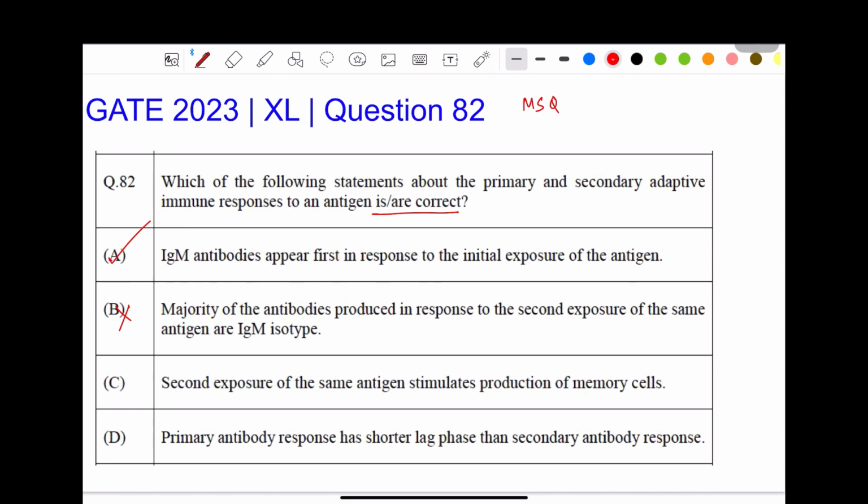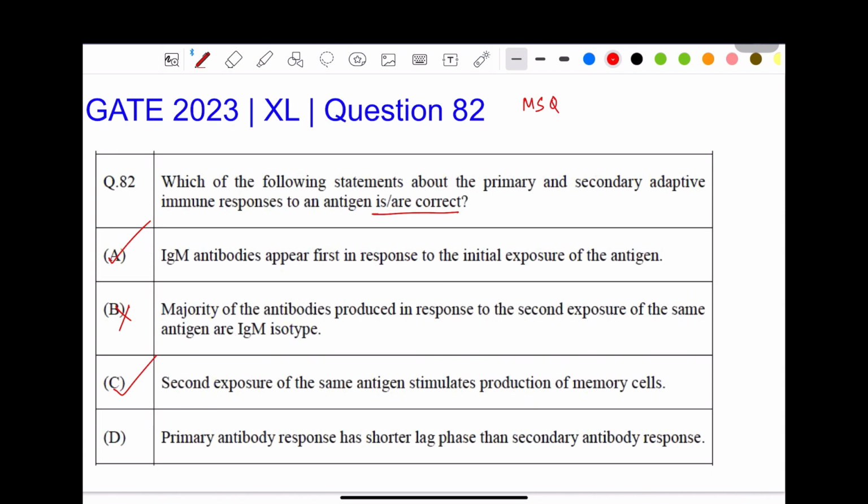Next, coming to the next option: second exposure of the same antigen stimulates production of memory cells. That is also correct because we know that the memory cells are responsible for the secondary response of the antibodies.